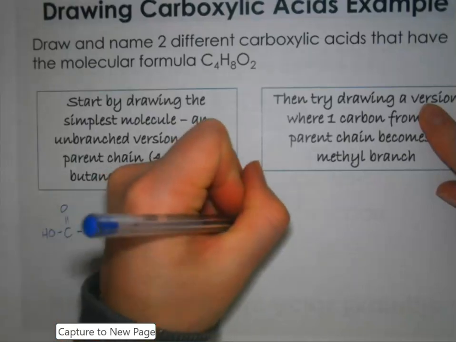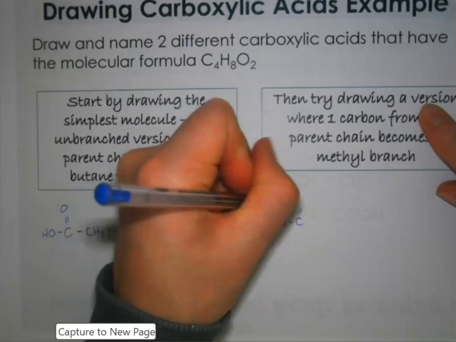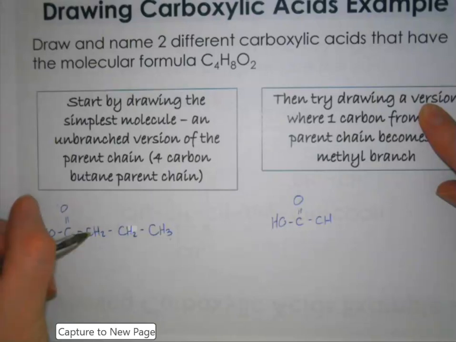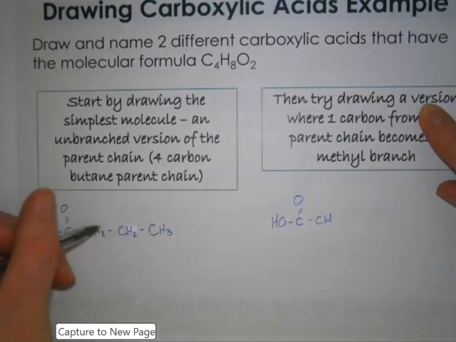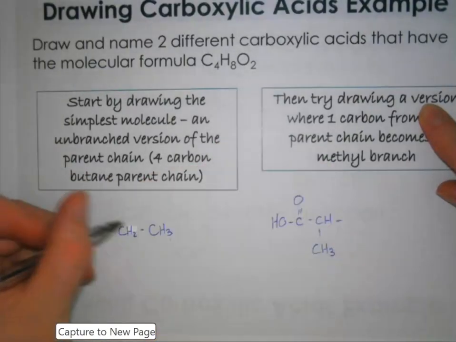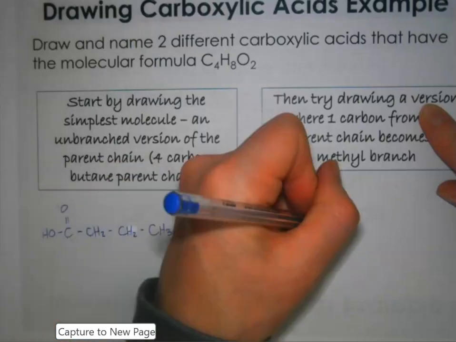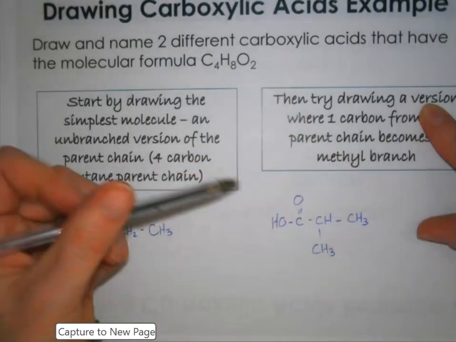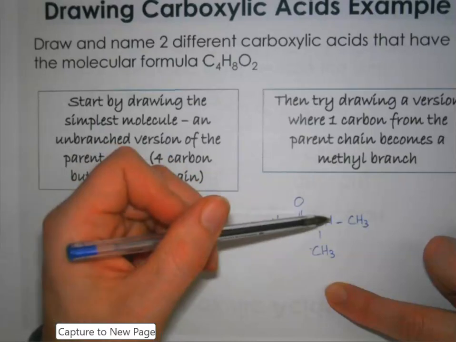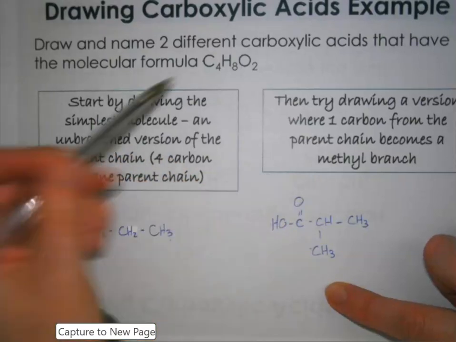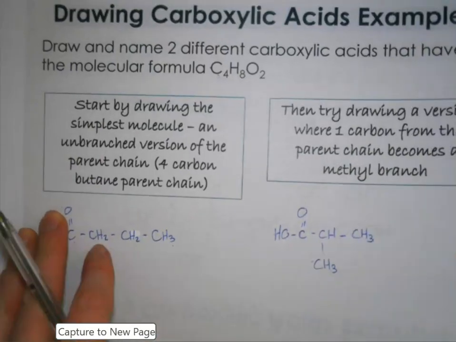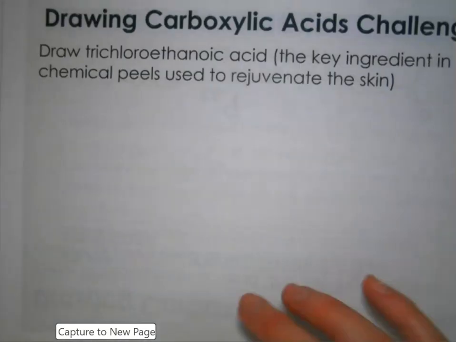So now we can just draw, it's going to be HO-C double bond O, and then it's going to go to a CH2, although we won't have space for the 2 because we're moving this branch off. So that's going to take the space of one of those hydrogens. So CH3, and then this one here now is going to have a freed up space, so it'll be CH3. Okay, so we have 1, 2, 3, 4 carbons. We have 3, 6, 7, 8 hydrogens and 2 oxygens. So we've met the criteria for that structure. Okay, so that's drawing carboxylic acids.